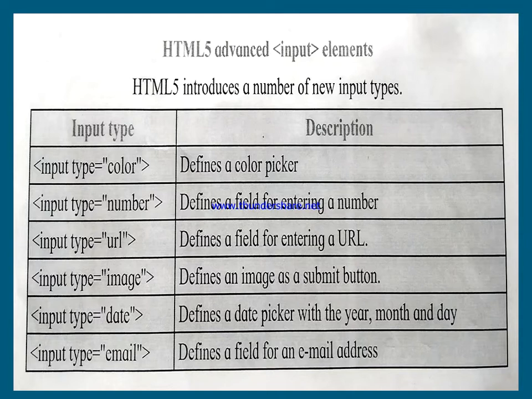Now moving further, next is input type equal to image. It defines an image which should be placed on a submit button. That means it acts as a background image to the submit button. As we discussed in the 11th standard, the submit button is used to send data from client to server. If you want to display any image on that button element, you can use input type equal to image.